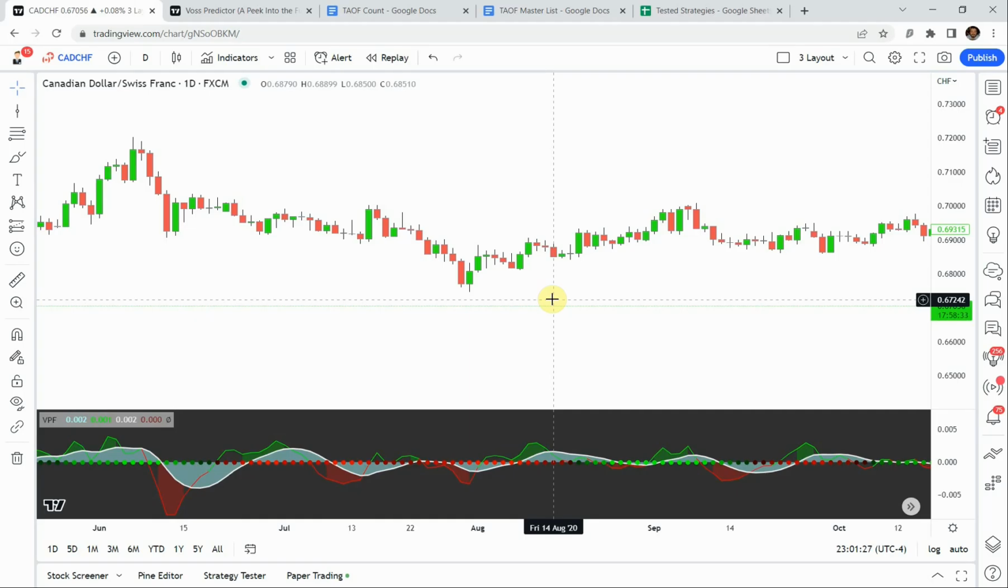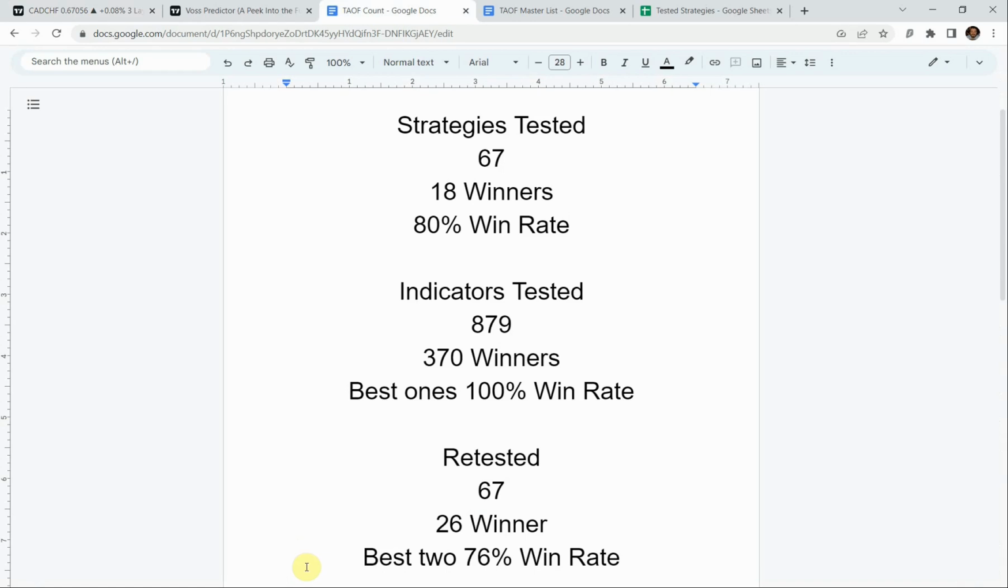Alright, as I said, today we will be looking at an advanced testing of the Voss Predictor indicator. Before we do though, I wanted to put the testing scoreboard up for everyone to see. So to date, we have tested a total of 67 different strategies, with 18 of them being profitable. The best one so far was able to achieve an 80% win rate. That is the strategy that we have developed here on the channel.